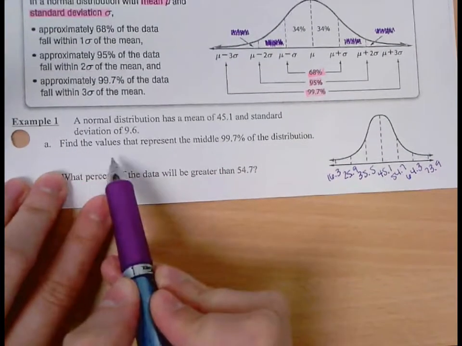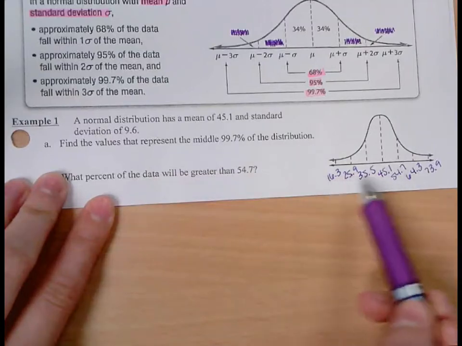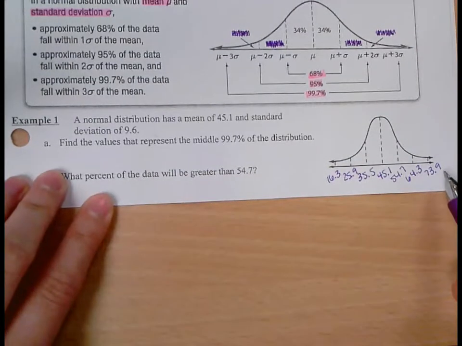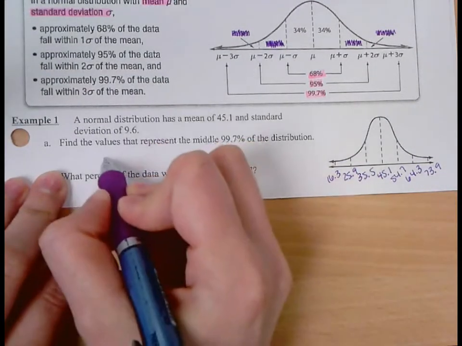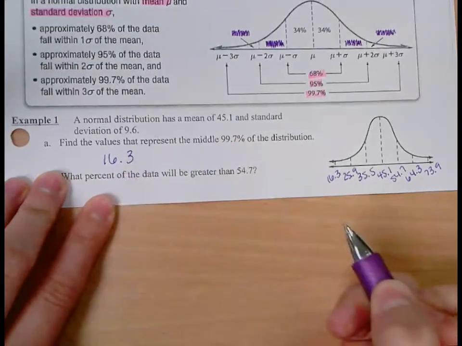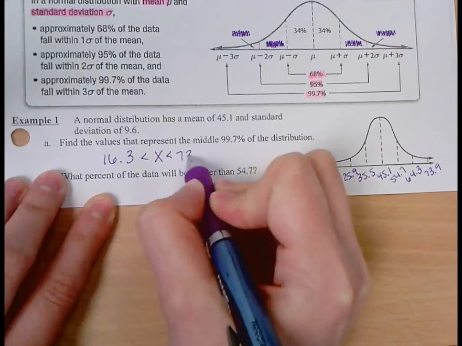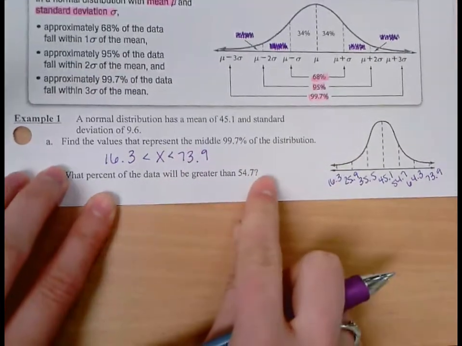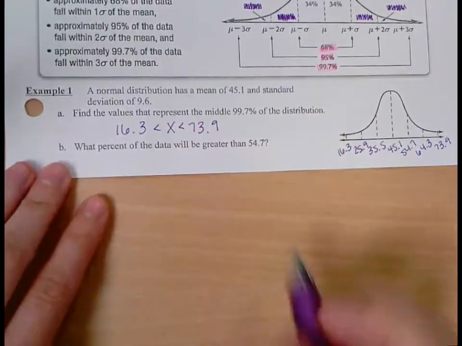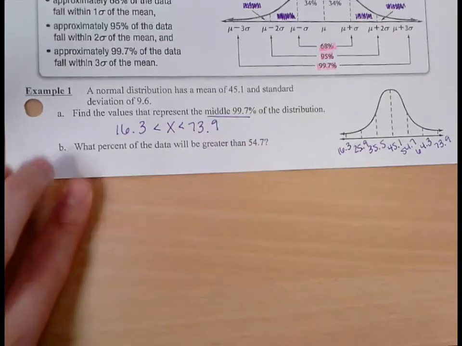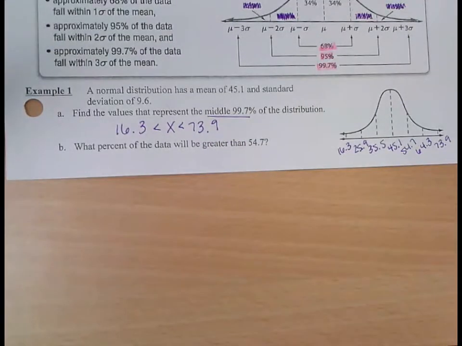I'm going to write it this way. These are all values of the random variable x, by the way. So I'm going to write that x should be in between 16.3 and 73.9. So x values between 16.3 and 73.9 represent the middle 99.7% of the distribution.